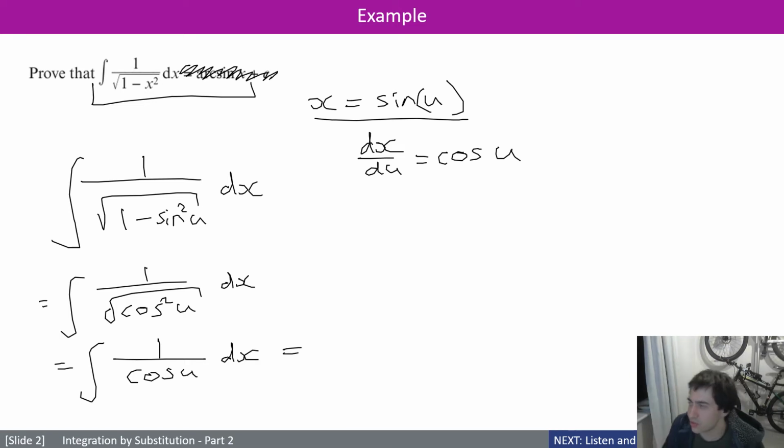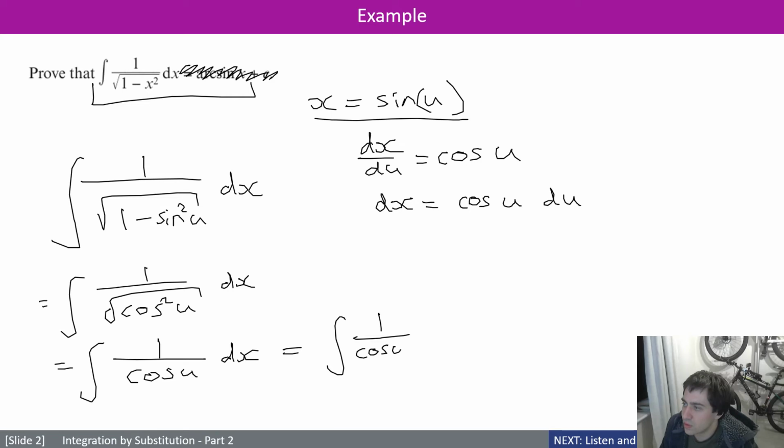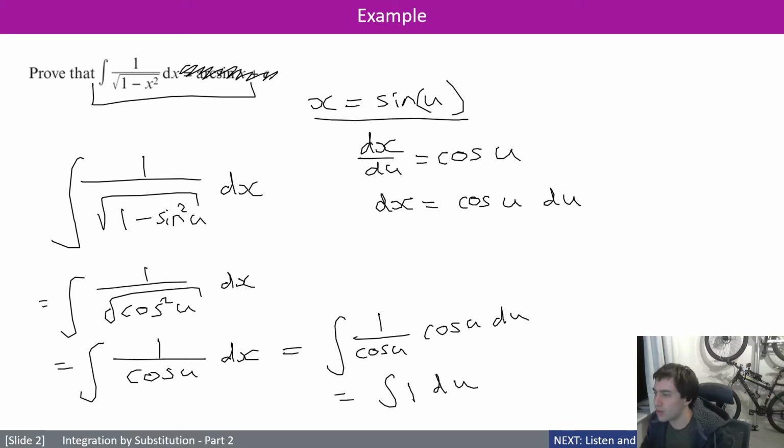And now let's do our change of variables. Remember, dx is effectively equal to cos u du. Therefore, we've got here the integral of 1 over cos u times cos u du. So it becomes the integral of, and everything's cancelled nicely, 1 du. The integral of 1 with respect to a variable is the variable itself. So our answer is u.